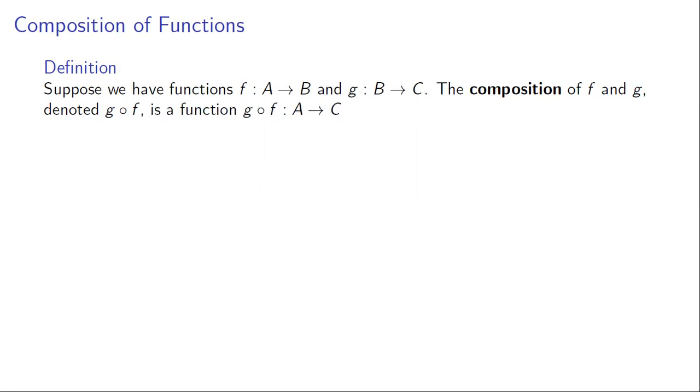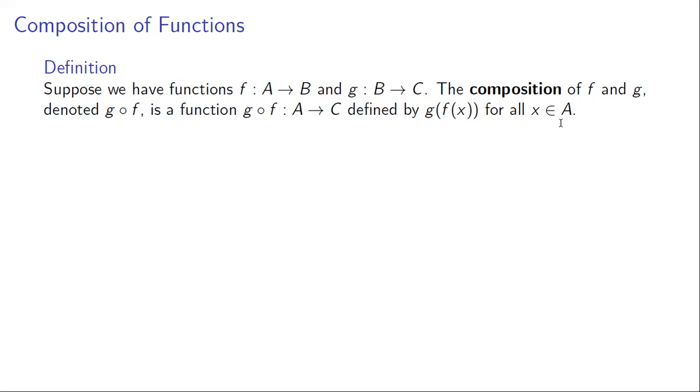So this is a new function, g circle f, that's the name of the function. This is the whole name, g circle f. We can give it a new name if we want to, but this is the basic name, g circle f. And it's a function from A to C. So it sort of bypasses B. It goes directly from A to C. And it's defined as follows. It's defined by g of f of x for all x in A.